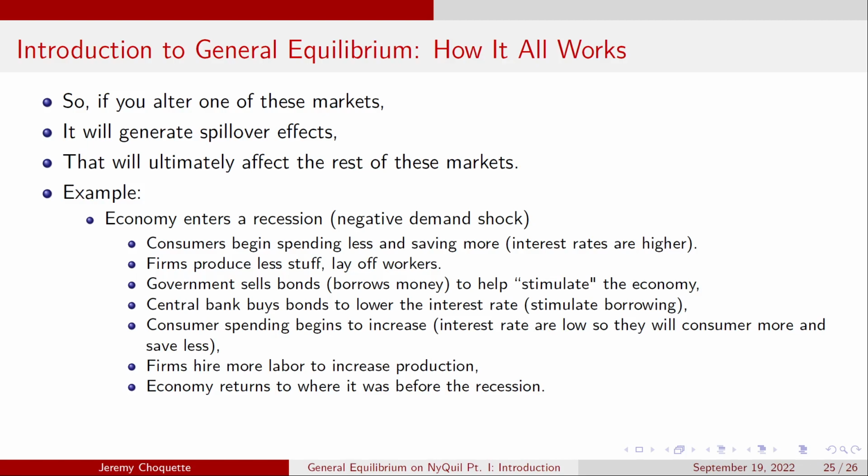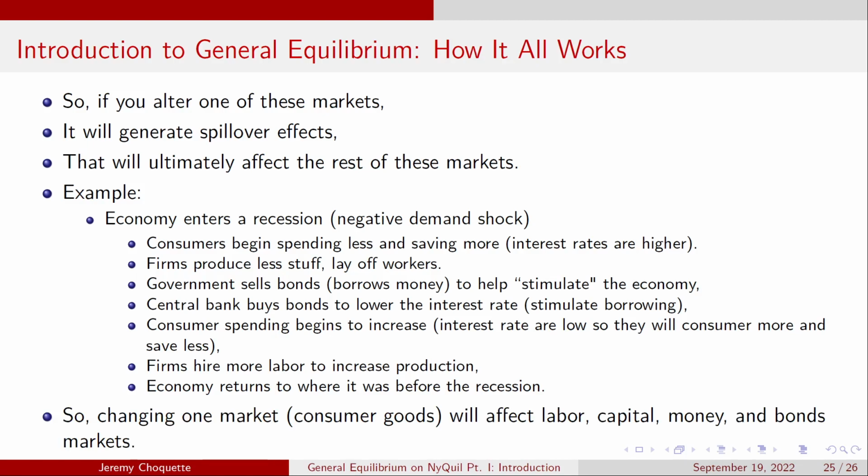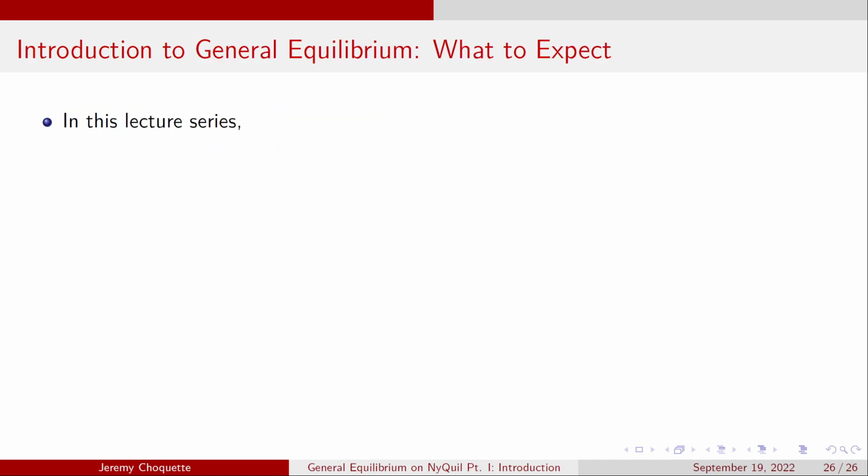Based on what we've covered so far in this course, I'm going to leave it to you to think about what is causing the economy to return to where it was before the recession in the long run, if, say, production increases above where it was in the long run as a result of the government spending and the central bank expansion of the money supply. So if we change one market, it's going to affect labor, capital, money, bonds, etc. It's going to affect all of the other markets in this system.